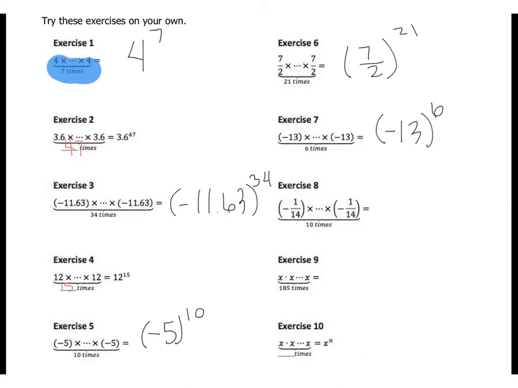Exercise 8 is negative and a fraction. So it very obviously needs to be in parentheses. So it's negative 1/14 to the 10th power. Exercise 9. The only thing different with this is that it is now x as your base, and it is x to the 185th power. Exercise 10, that is going to be x times itself n times.